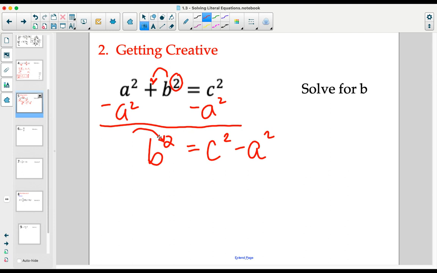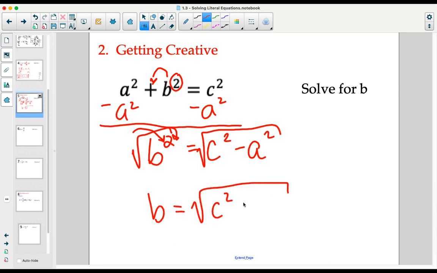The square's inverse operation is the square root. So we can take the square root of both sides of this equation. This square root will eliminate the square that b was raised to and leave us with a final answer of the square root of c squared minus a squared.